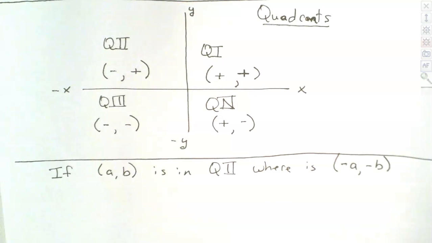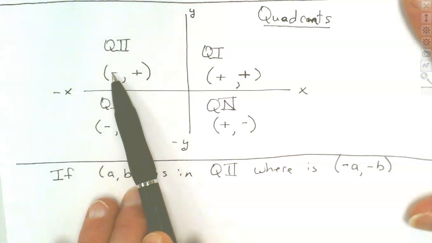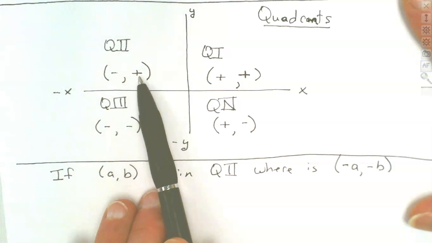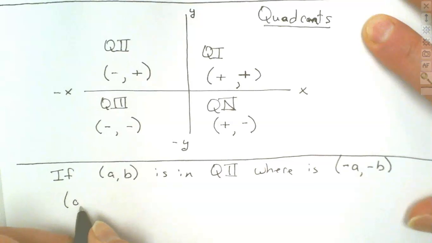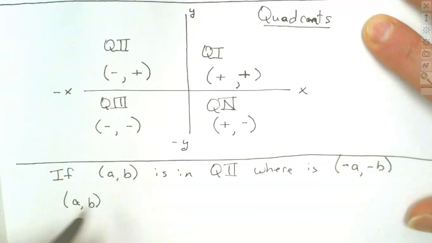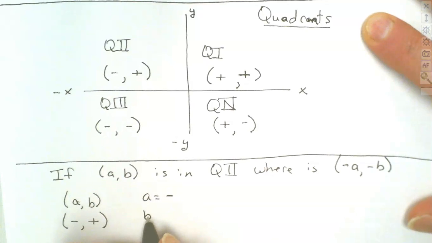So let's think about what we know about AB. Now, AB is in what quadrant? AB is in quadrant 2. And that means my x value is negative, sorry, and my y value is positive. Quadrant 2 is negative for the x, positive for the y. And so that tells me then that A is a negative number, B is a positive number.